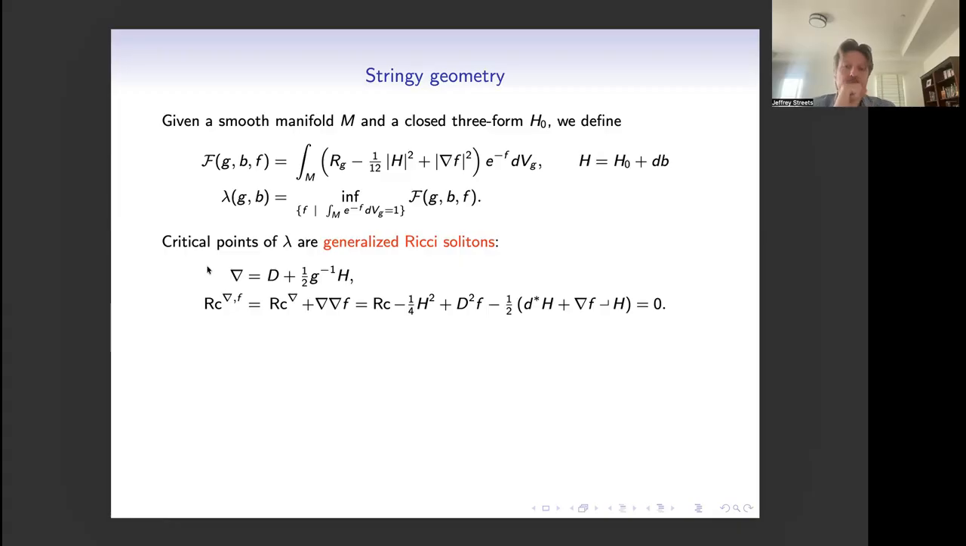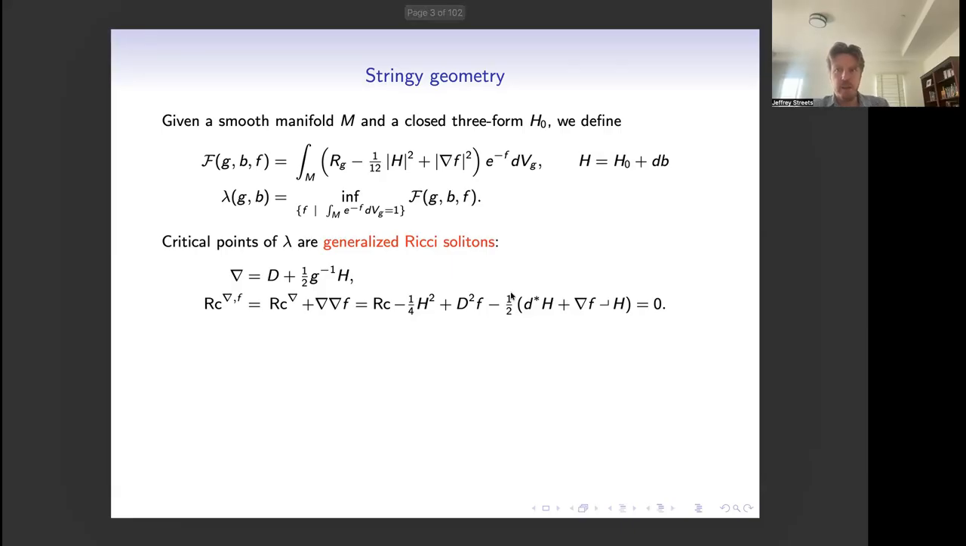So the critical points are these generalized Ricci solitons. This connection nabla I will call a Bismut connection, for some reasons. And then the equation is that this Bakry-Emery type Ricci tensor associated to the connection nabla vanishes. By definition, this Ricci nabla f is the Ricci curvature of nabla plus the nabla Hessian of f, and it vanishes. When you work that out in terms of classical objects, this is what it looks like. This tensor is no longer symmetric, and this is the symmetric piece, and this is the skew symmetric piece.